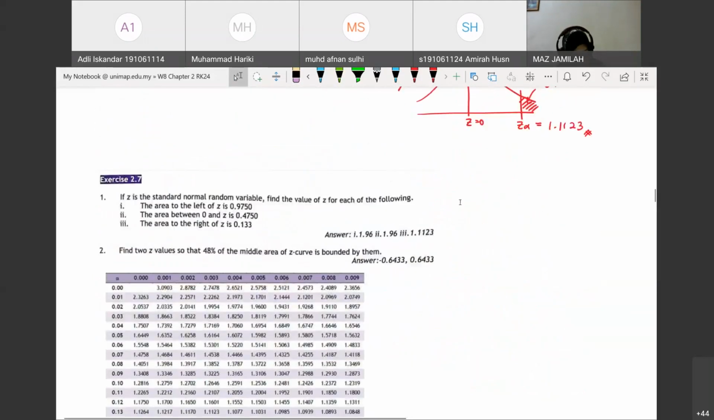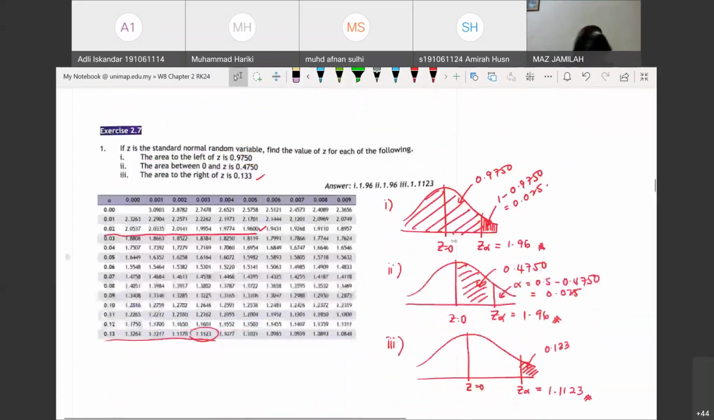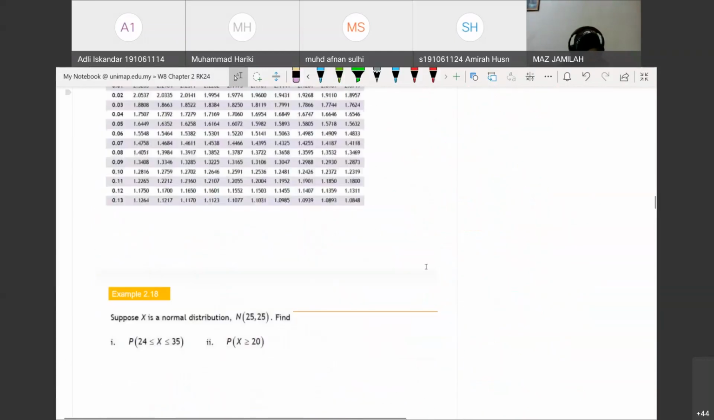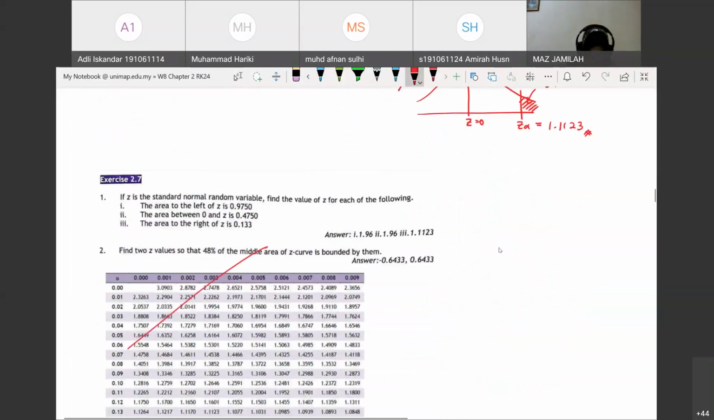For the second question, if Z is the standard normal random variable, find the value of Z for each of the following. The area to the left. If we are talking about the area to the left, is it the same question? The same question. I coincidentally copy-pasted the question. How many questions do we have? Now, the second question is not this one. The second question is: find two Z values so that 48% of the middle area of the Z curve is bounded by them. Please look at your, sorry, this one is correct.